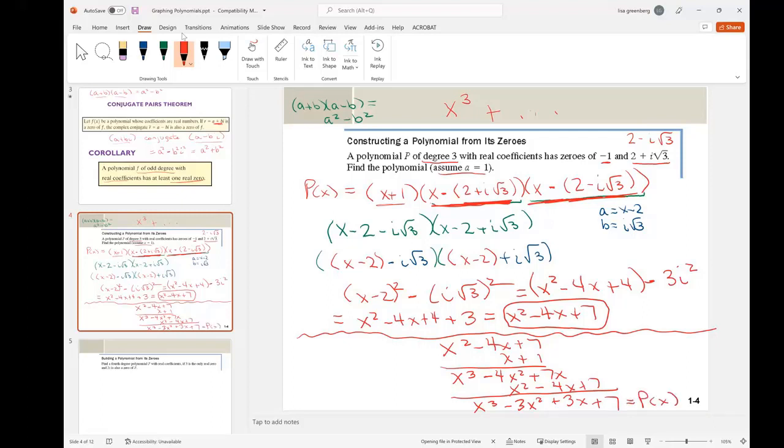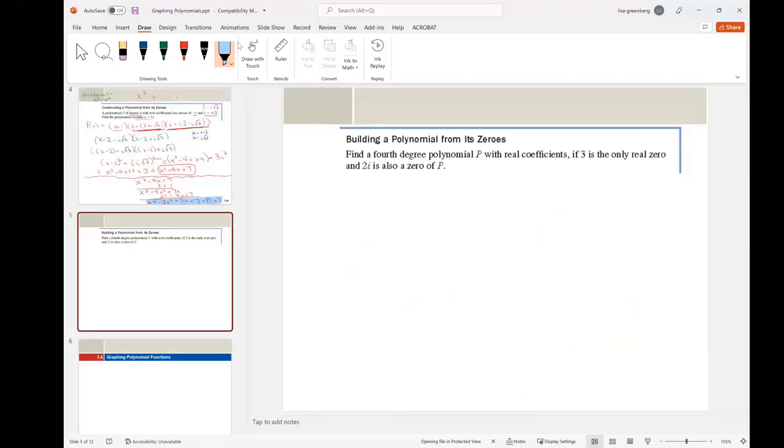Now notice I constructed a polynomial of degree 3 with real coefficients, and those are my zeros. So basically, this is the final answer. Okay, hopefully y'all followed that. I'm going to do another one.